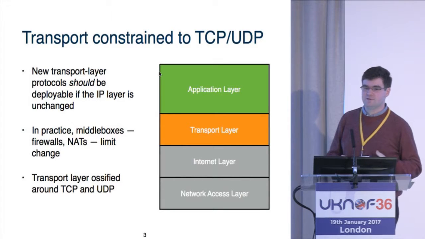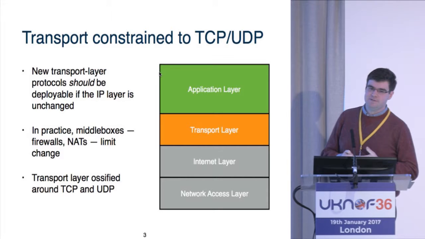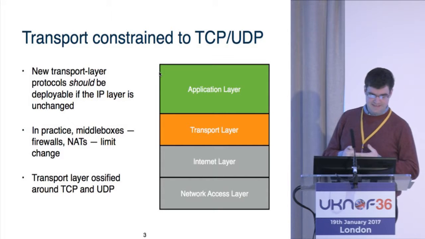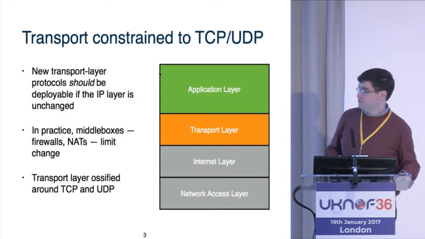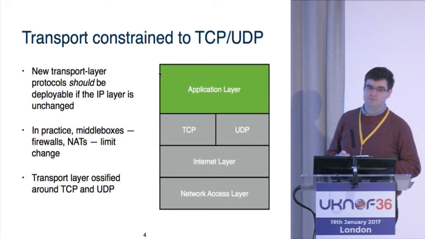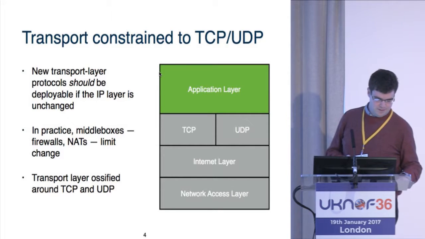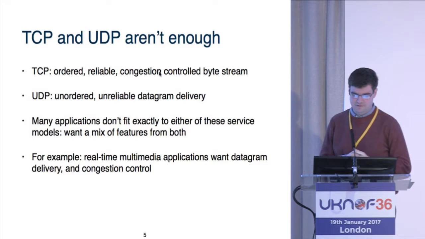There's middleboxes in the network, there's NATs, there's firewalls, and all of these expect TCP or UDP. And they tend not to work when it's not TCP or UDP. So the transport layer instead looks something like that. It's TCP or UDP, and it's ossified around those two protocols. So we've got TCP and UDP. But unfortunately, these protocols aren't enough.